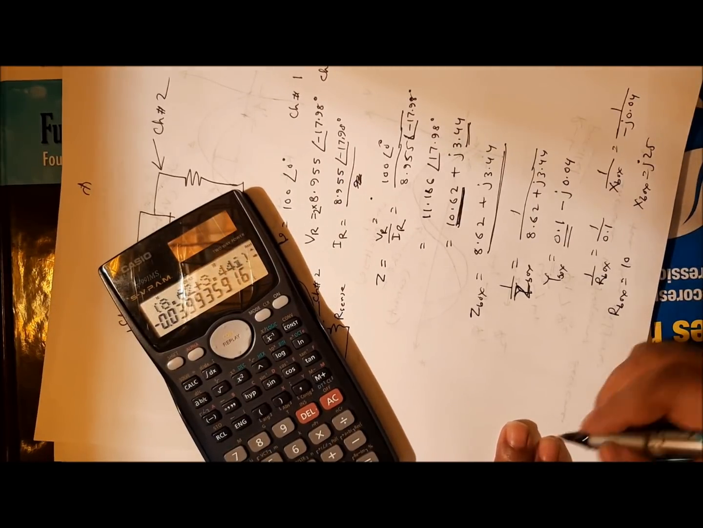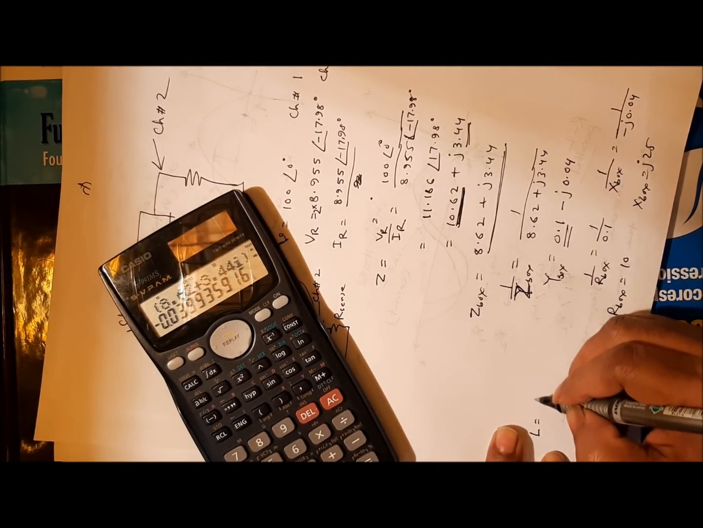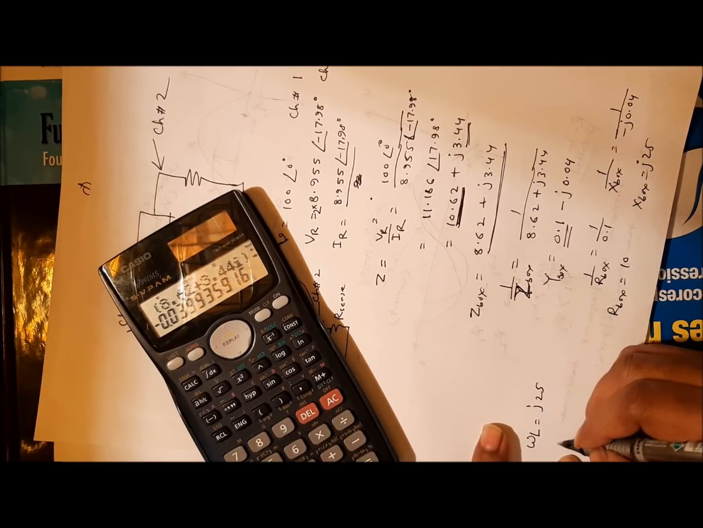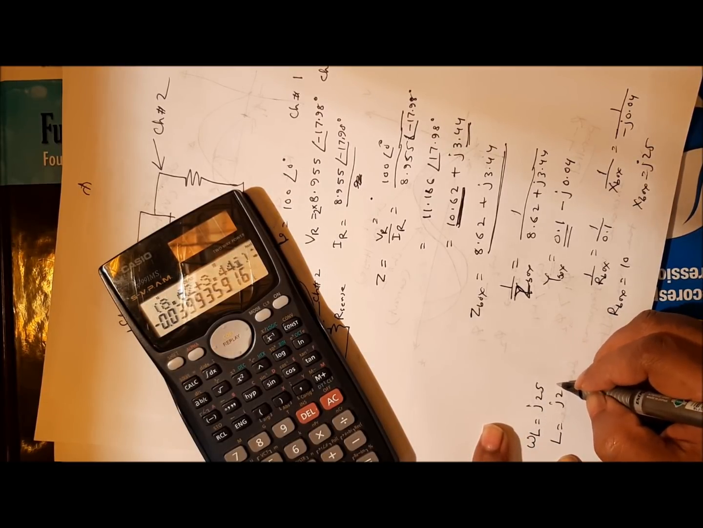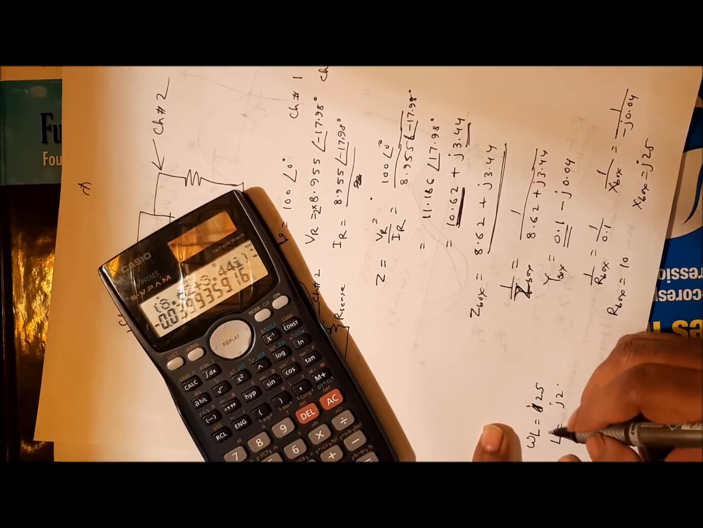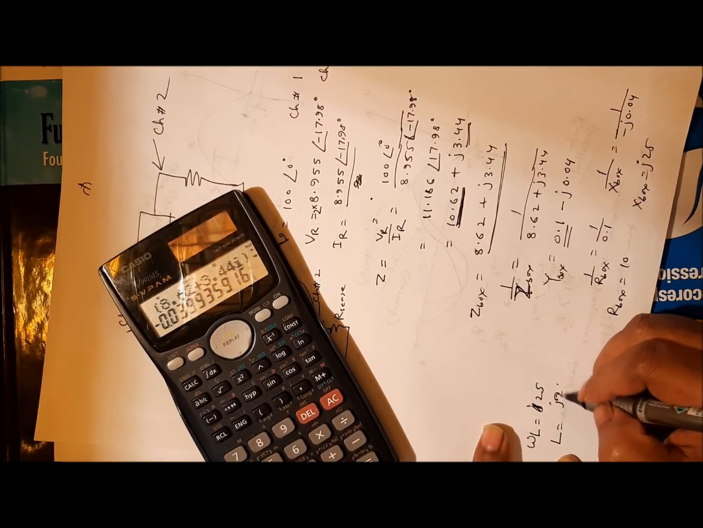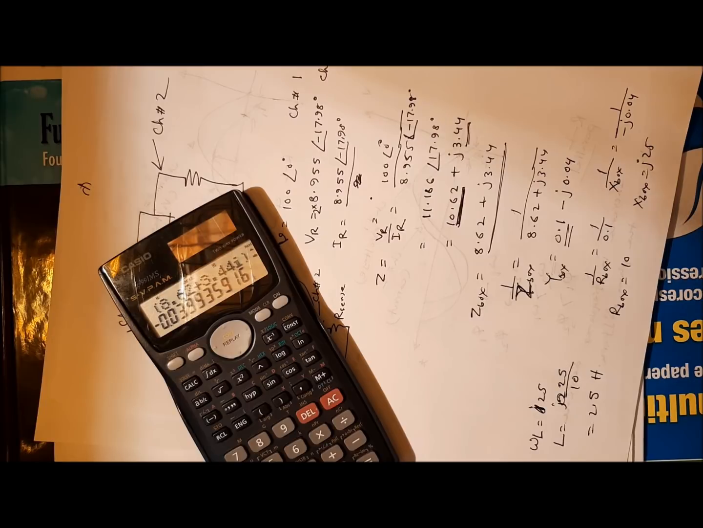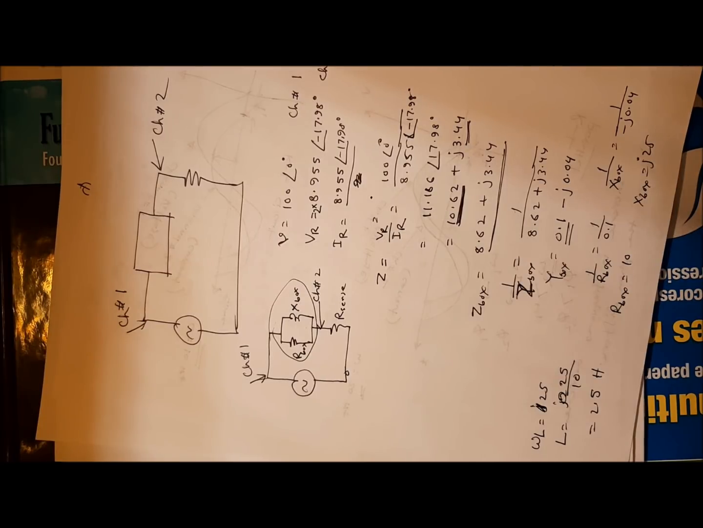Now once you get X box, you can find L: omega L equals j25, so you can write omega L equal to 25. So L equals 25 over the frequency, which is 10, so 2.5. This is how we can find the value for unknown resistance and inductance.